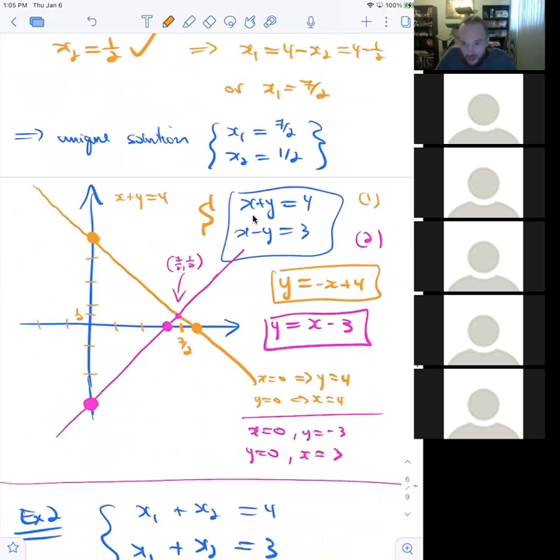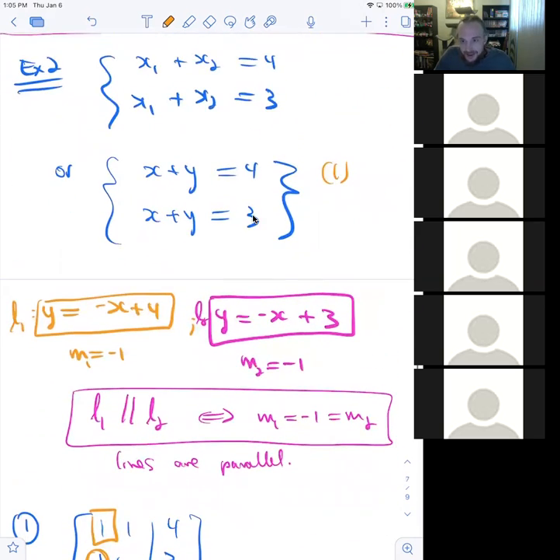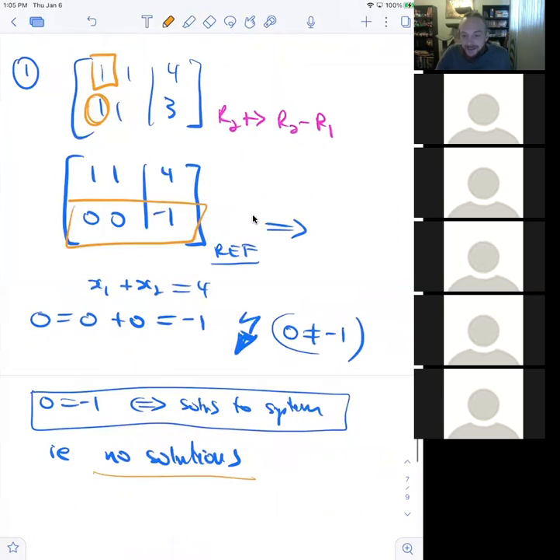Now there's going to be no solution. What does that look like? That looks like, in the last row in row echelon form, this row tells me I get zeros on the left-hand side, non-zero on the right-hand side. This is perfectly okay. If I had 1, 1, 4, 0, 1, 0, that's an REF also. This is okay. This says x2 equals 0 and x1 equals 4.